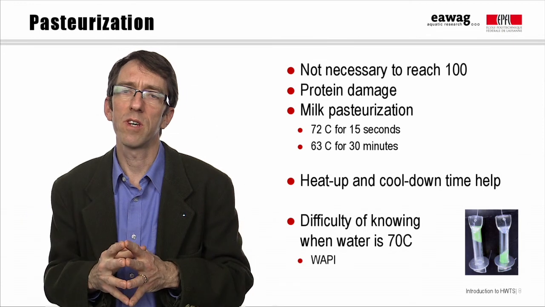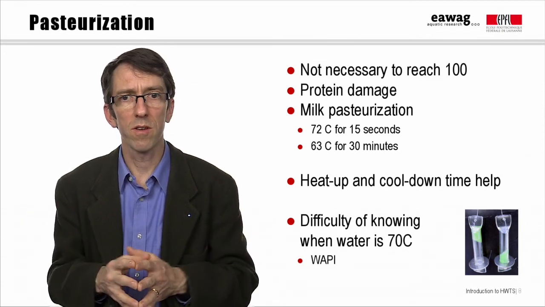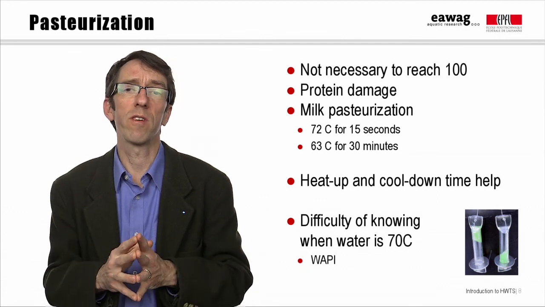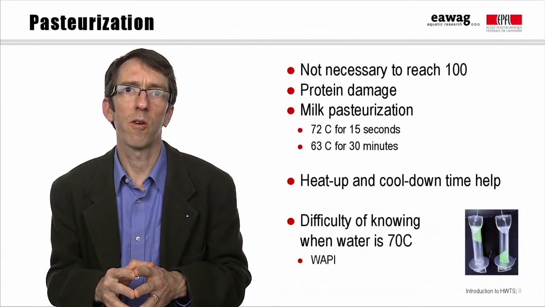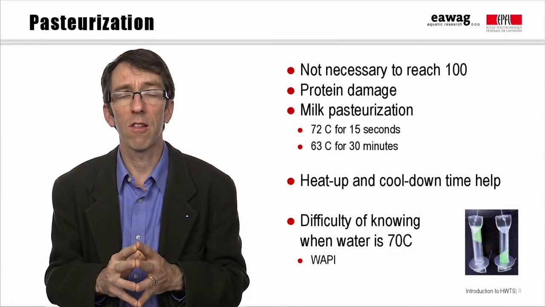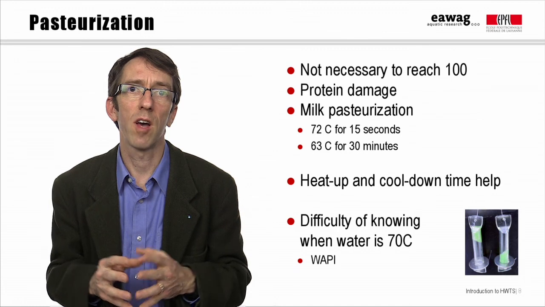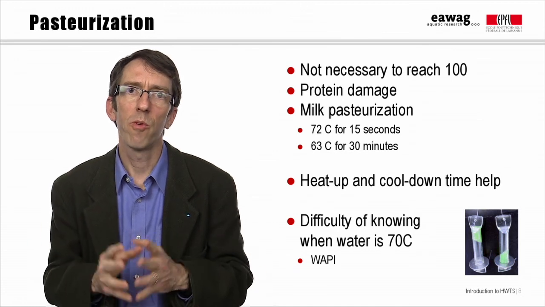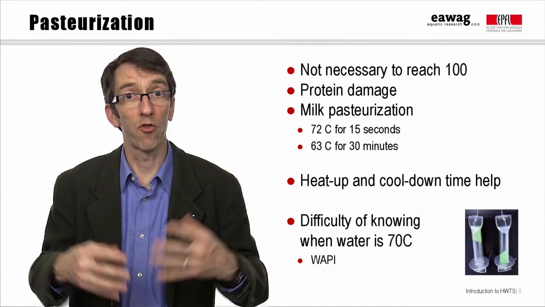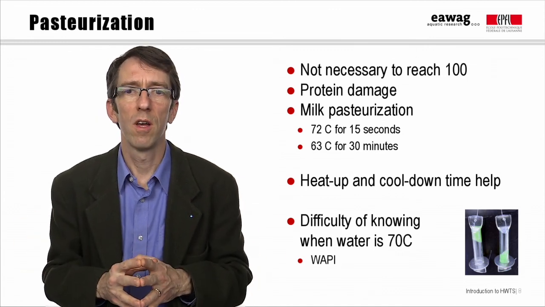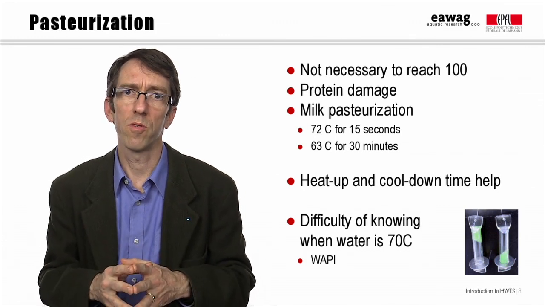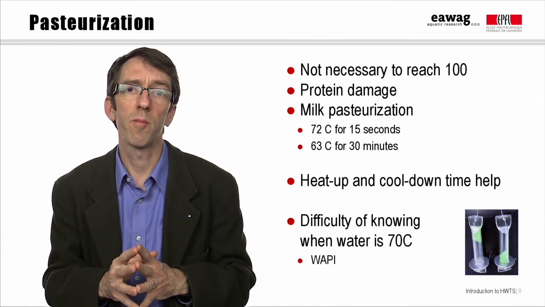Similarly, milk pasteurization is done at 72 degrees for only 15 seconds. At a lower temperature of 63 degrees Celsius, 30 minutes are required for pasteurization, and both of these achieve roughly 7 log reduction of common pathogens. Recall also that the heat-up time and the cool-down time contribute to pathogen reduction, so it's really not necessary to bring the water to a full boil to get effective treatment.